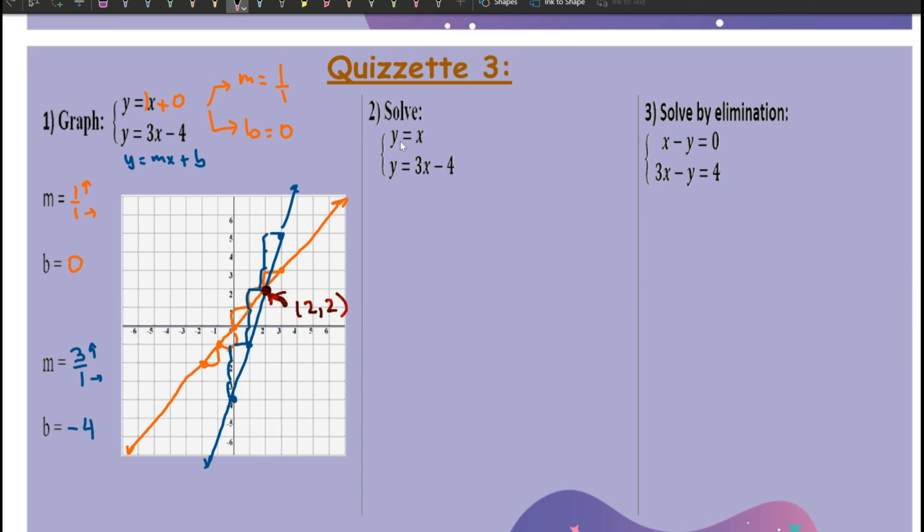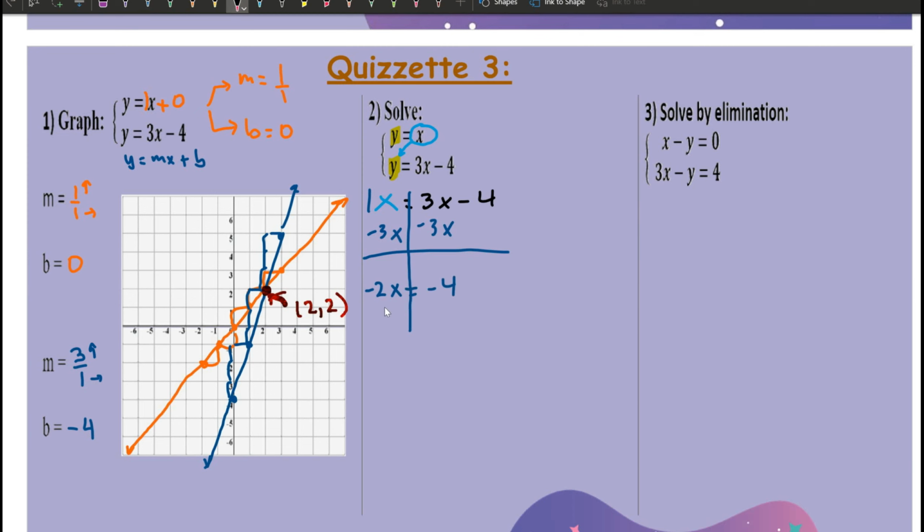Number 2, we're going to solve this by substitution. Y equal to x. So we're going to plug y in place of x. Sorry, we're going to plug x in place of y. So x equal to 3x minus 4. Okay, continue solving for x. You're going to get the variable on the same side. You will subtract 3x from both sides. Okay, 1x minus 3x is negative 2x equal to negative 4.